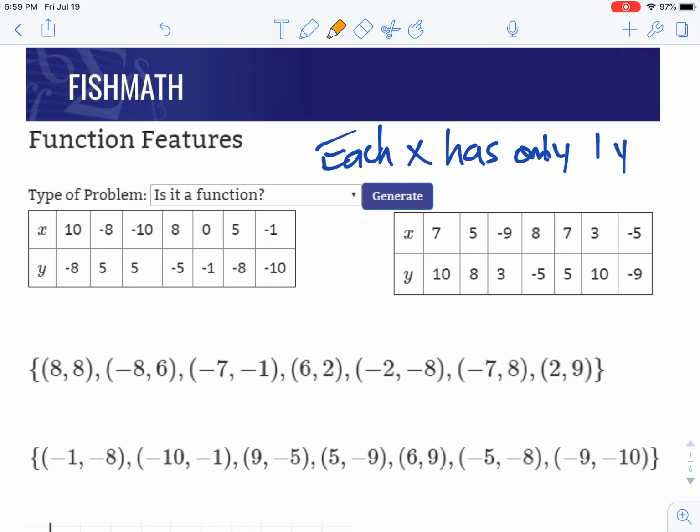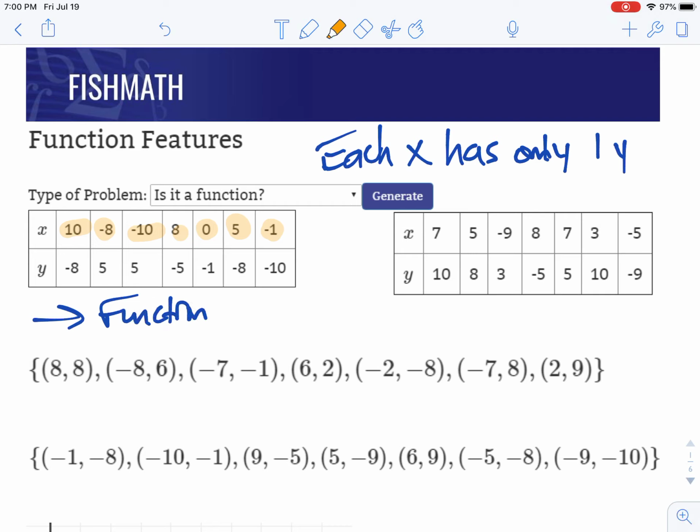So looking at the first example here, we've got negative 10, 10, negative 8, 8, 0, 5, and negative 1 as our inputs. None of those repeat. They're all different numbers for inputs, so their outputs are all going to one location. So each x only goes to one y, so this has to be a function.